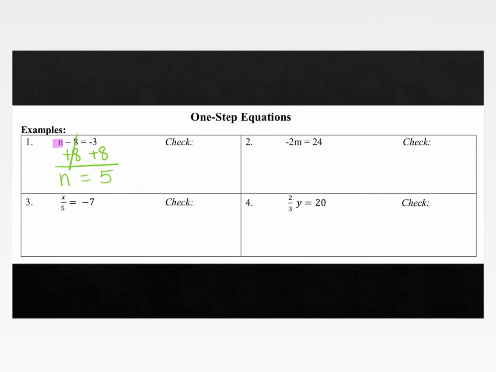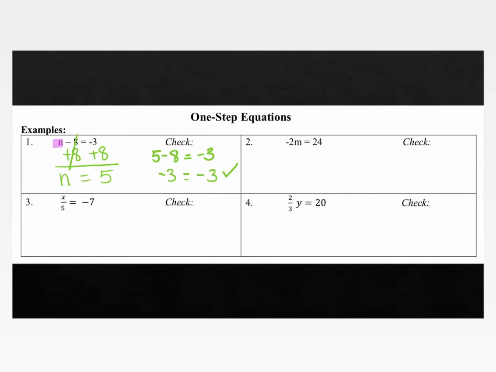Now we can check this by plugging back into our original equation to make sure that our equation is balanced. Wherever we see an n, we're going to plug in a 5. So 5 minus 8 should give us negative 3. If we simplify the left-hand side, 5 minus 8 is negative 3, and negative 3 equals negative 3. So we're all set.